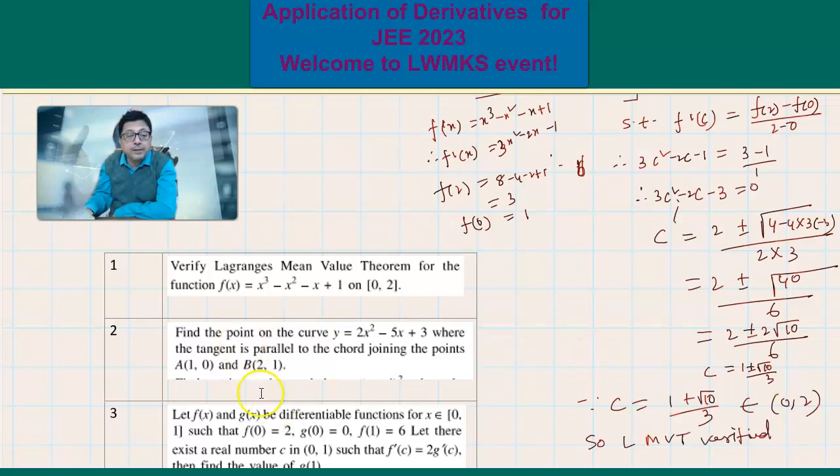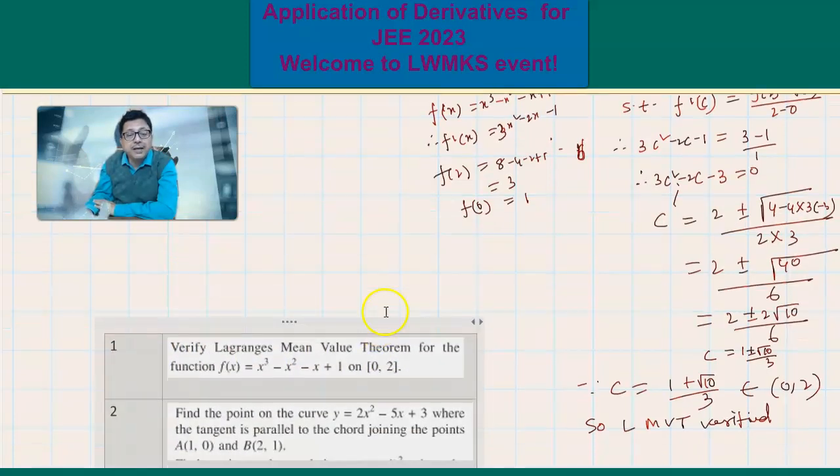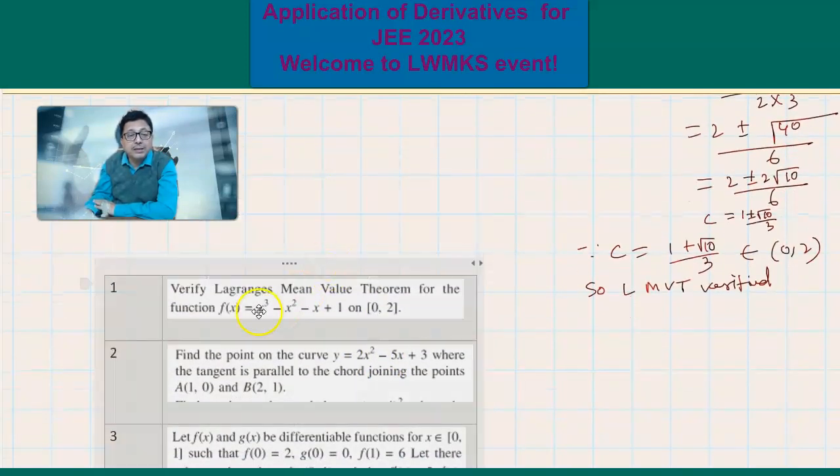Now there is another kind of application you can see here. Find a point on the curve where the tangent is parallel to the chord joining the points A(1, 0) and B(2, 1). You can do this by using the concept of coordinate geometry and a little bit of algebra. But here the concept is better than the concept you got in coordinate geometry or algebra. So let us apply the concept of Lagrange's mean value theorem for this also.